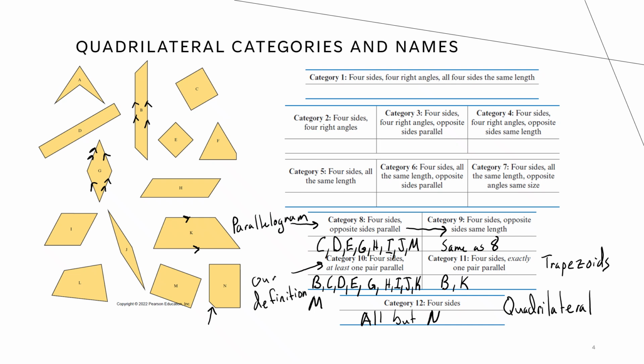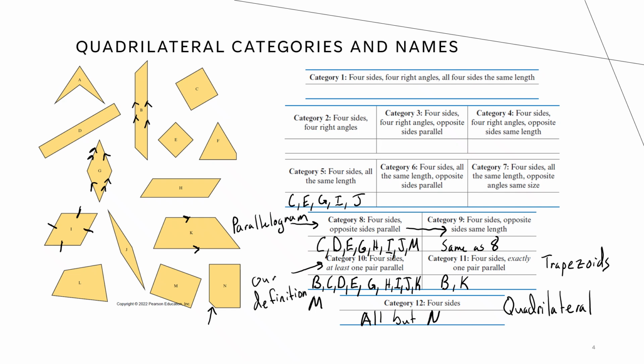Now, let's look at categories 5, 6, and 7. So 5 is four sides, all the same length. It's C, E, G, I, and J. So let's look at I. One way we notate sides are all the same length is by putting a dash through all the sides that are the same length.